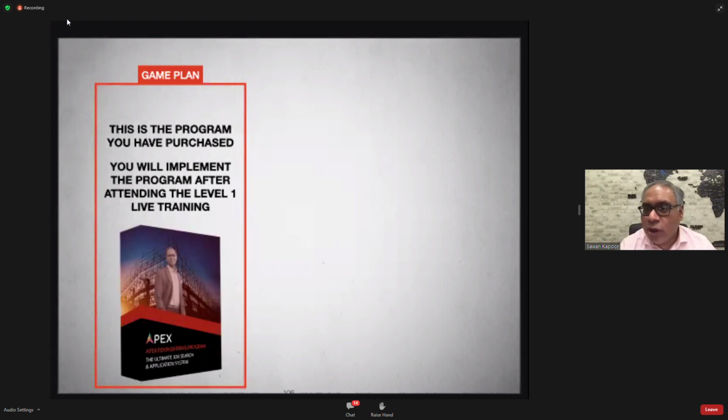Gagan is asking, what do you mean by implementation? Gagan, implementation means putting it into practice so that you get results. That is what I mean by implementation.